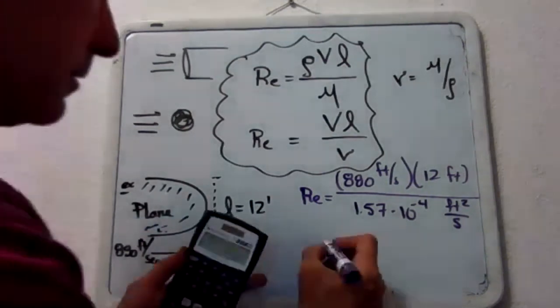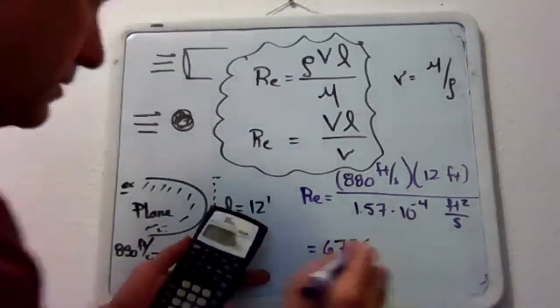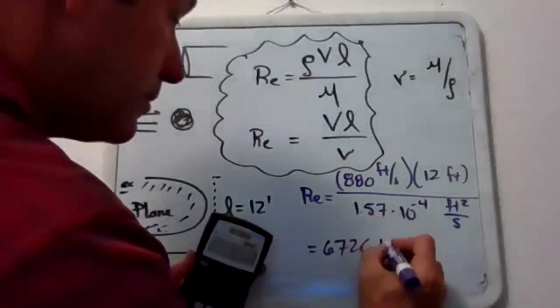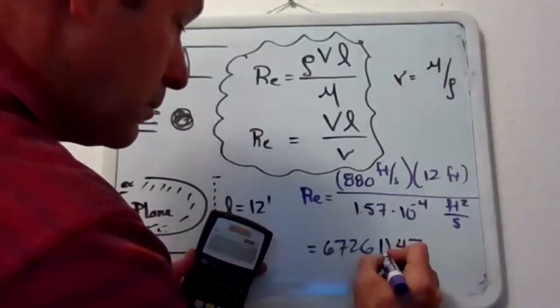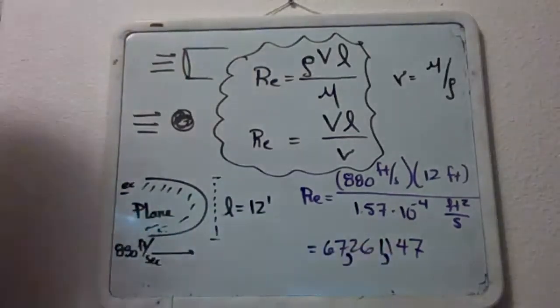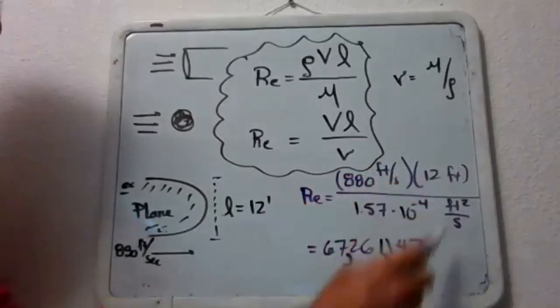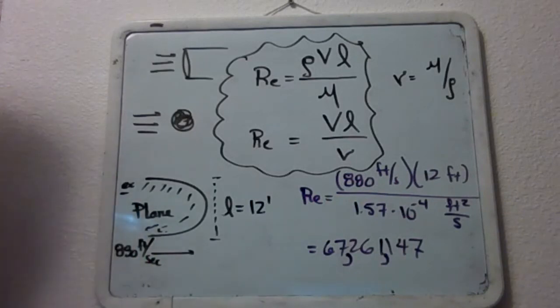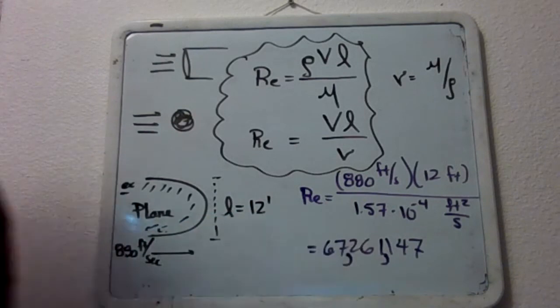Huge number, 6726, 1147. And how about units? Beautiful. Foot squared per second, unitless. Would that flow be turbulent? Once you do a little bit more with aerospace type stuff, you come up with guidelines for transition to turbulence. The answer is yes.